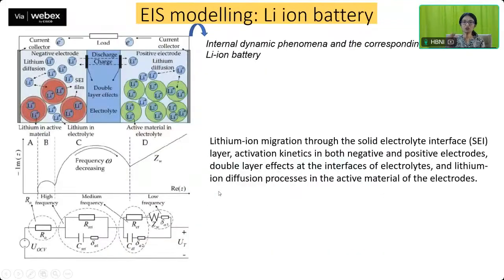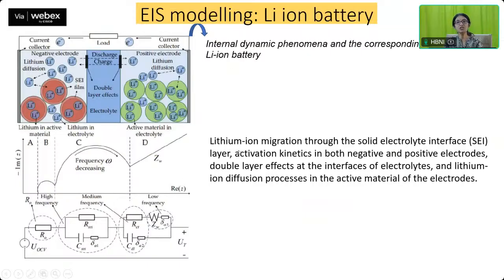But when you look into an actual lithium-ion battery cell, the EIS spectra look somewhat like this. These semicircles are not complete. Before one can complete, another semicircle comes in, and then you have the straight line. This shows the different processes going on in your cell: the internal dynamic phenomena and the corresponding Nichols plot of the lithium-ion battery, shown over here.